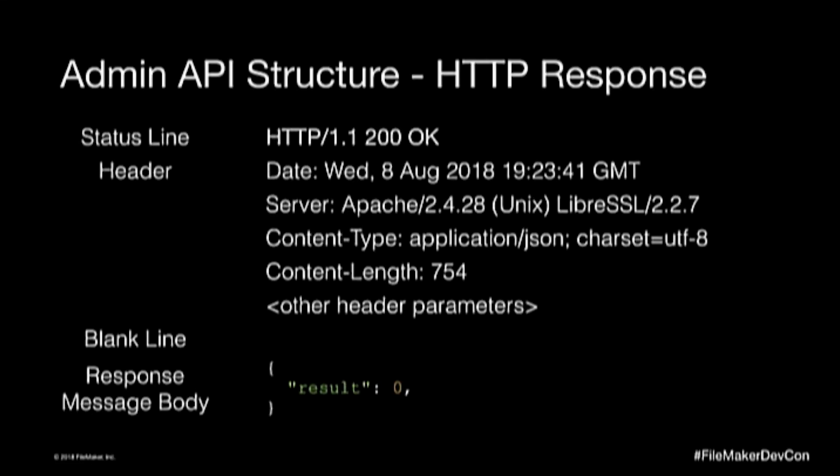So now what does the response look like? So the first line is the status line. And it's got the protocol, version, and then this 200 is your status code. So in this case, 200 means success. And then you have your header parameters, which is the metadata describing your response. And then right before your payload is your blank line. And then you have your data returned back.